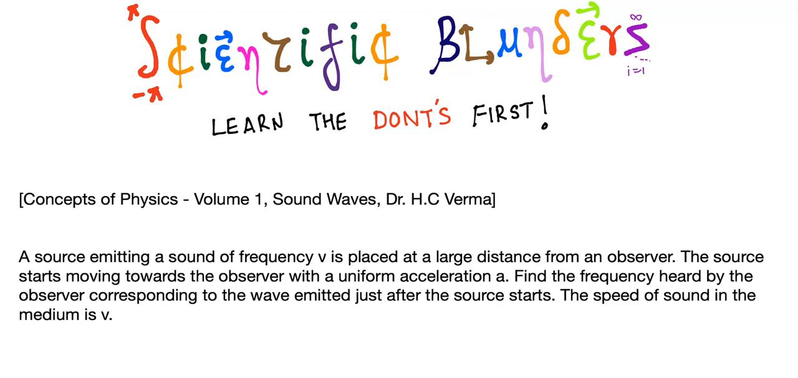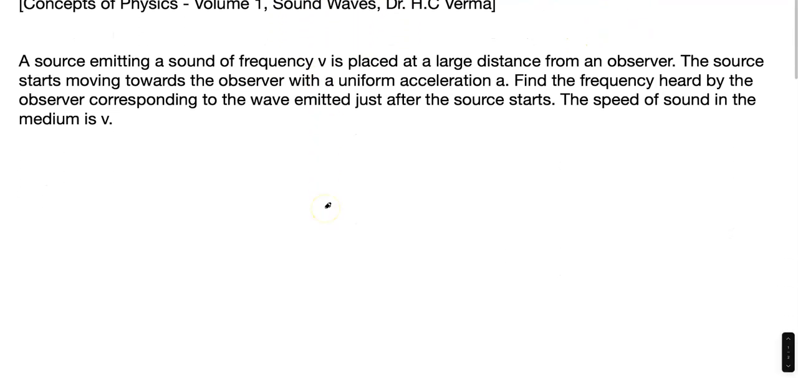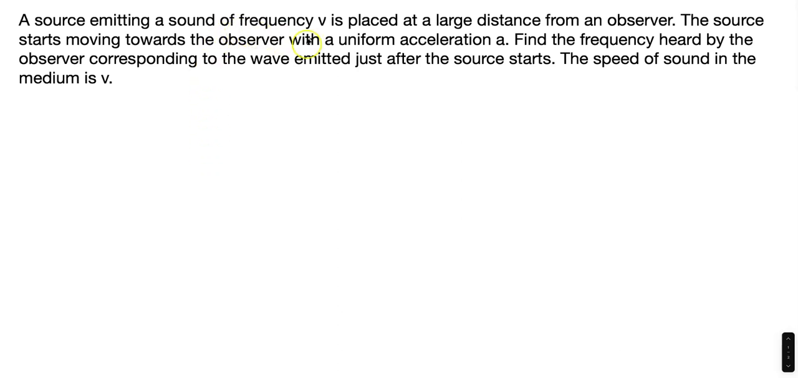So today we're going to tackle a problem taken from the textbook Concepts of Physics, Volume 1, published by Dr. H.C. Verma, from the topic sound waves. Here's the problem. A source emitting a sound of frequency nu is placed at a large distance from an observer. The source starts moving towards the observer with a uniform acceleration a. Find the frequency heard by the observer corresponding to the wave emitted just after the source starts. Speed of sound in the medium is v.